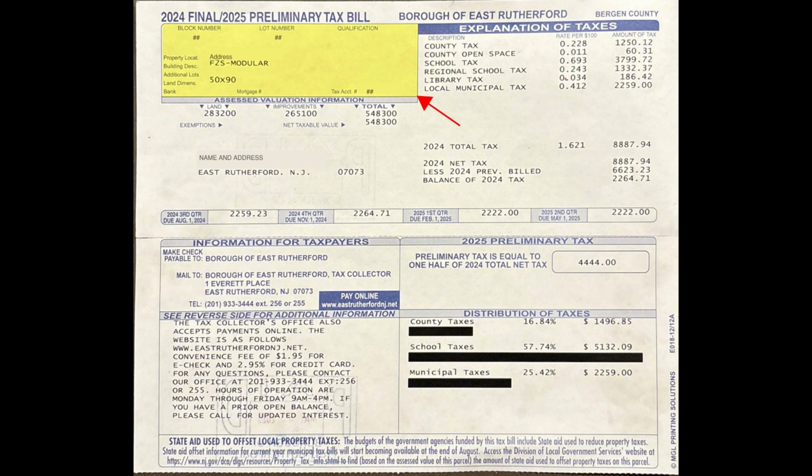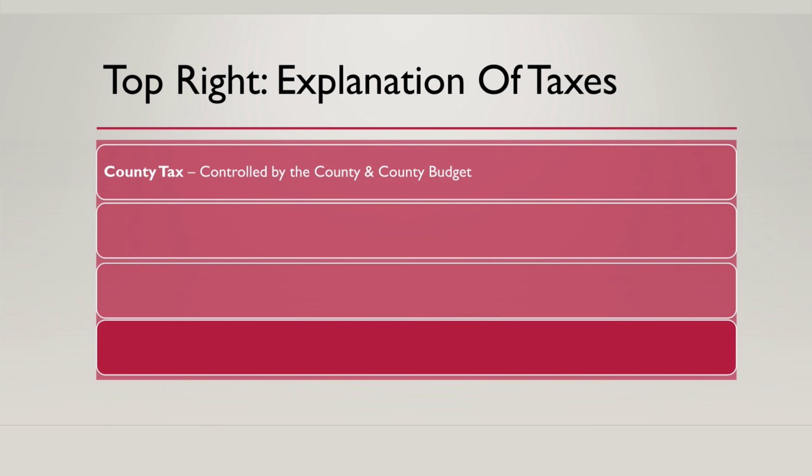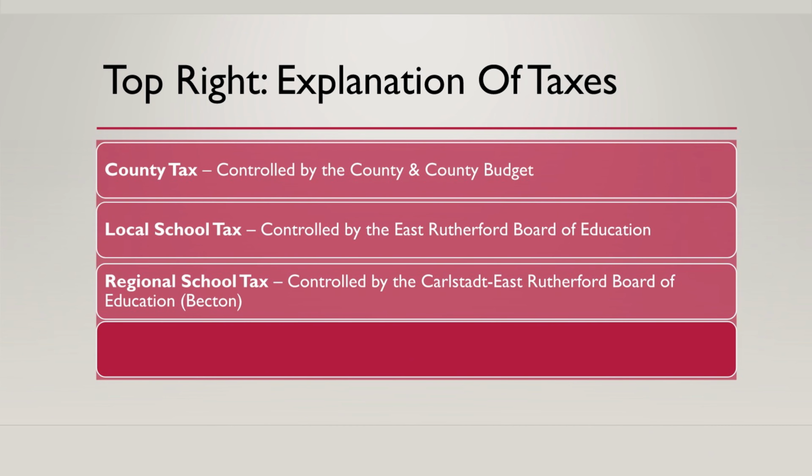Top left, you'll see your block, lot, and property address as listed here, along with the size of your lot. Directly below, you'll see the assessed value of the property split into land value and improvements, or structure, value. On the top right corner, you'll see the explanation of taxes. This breaks down how your taxes are distributed. They are county tax, local school tax, regional school tax, and municipal tax.